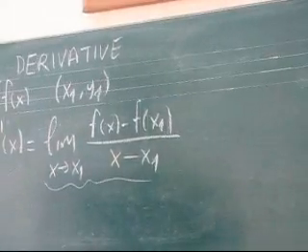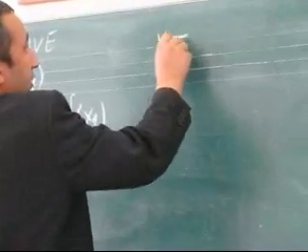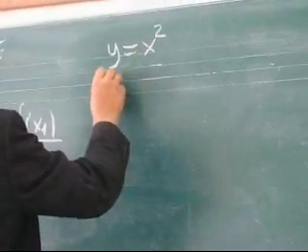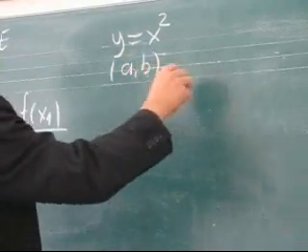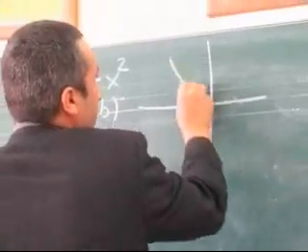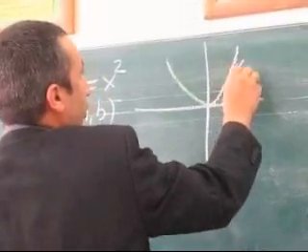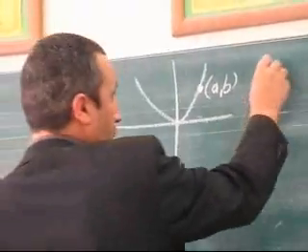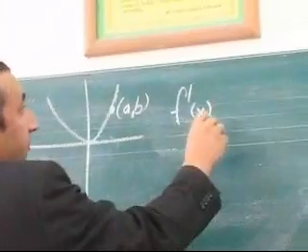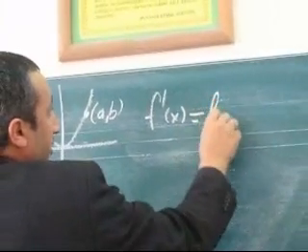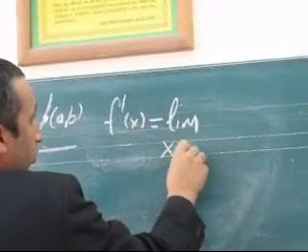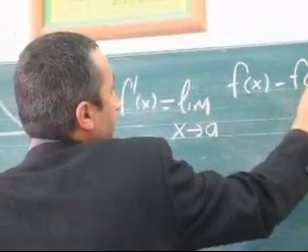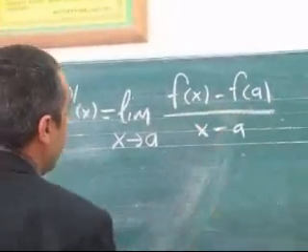Now, if we want to see this in a specific example, let's look at the function y is equal to x squared and a point a on that function. Our function will be like this, and let me show the point here. What is the derivative of this function? It is shown as f derivative of x is equal to the limit as x goes to a of (f of x minus f of a) over (x minus a).